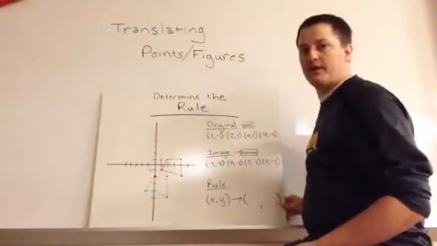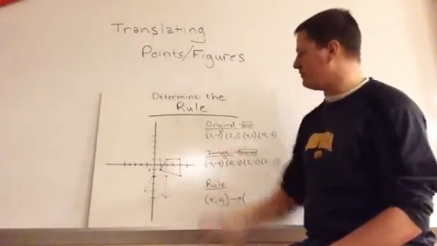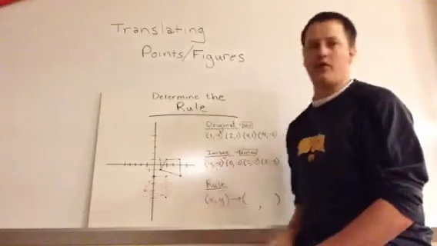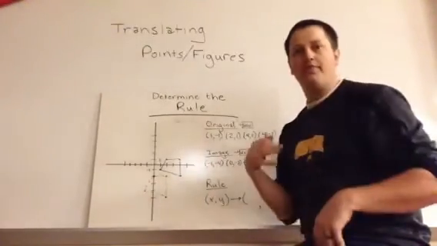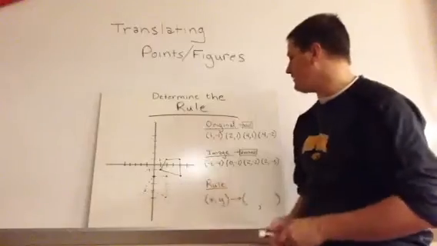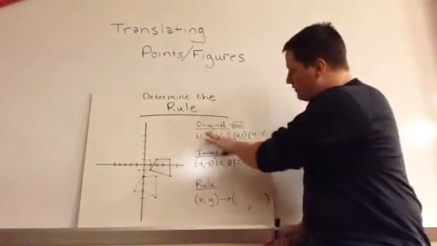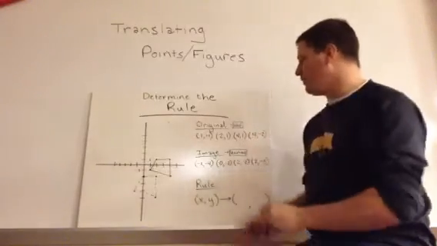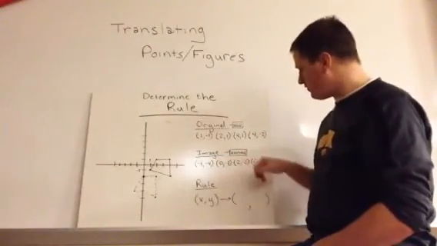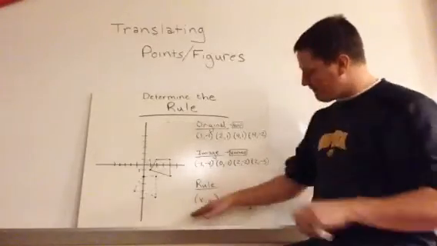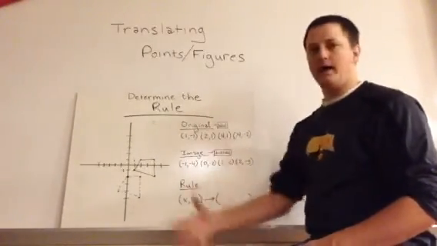The last thing that we could have is we could have an original, this solid one, and the image already drawn for us. And so what we have to do is figure out the rule that was used to create this image. So what I have here is the original points, 1, negative 1, 2, 1, 4, 1, 4, negative 2, and our image points, negative 1, negative 4, 0, negative 2, 2, negative 2, 2, negative 5. And then I've already started the rule, and we have to figure out what math gets done to the x and the y to create this.